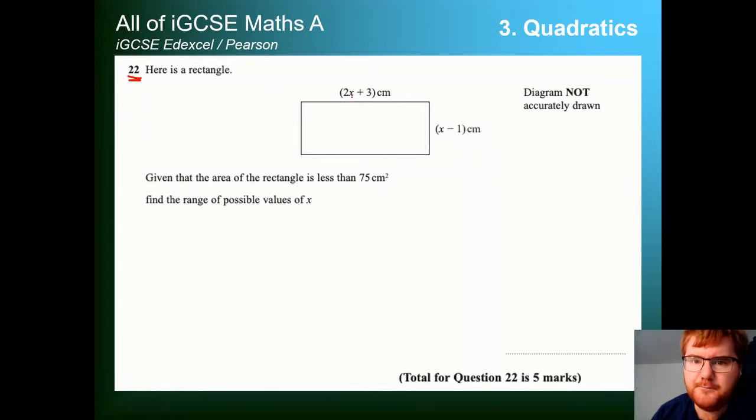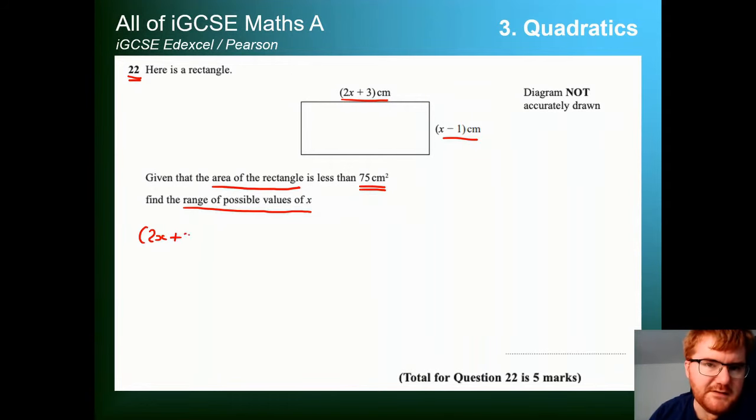So we have a rectangle, with these particular lengths, and we're given that the area of the rectangle is less than 75 square centimeters. And we need to find the range of possible values of x. So translating this question into something we can work with, if I work out the area, which is multiplying length times width, so this is 2x plus 3 times x minus 1, then this area needs to be less than, just less than, not less than or equal to, 75.